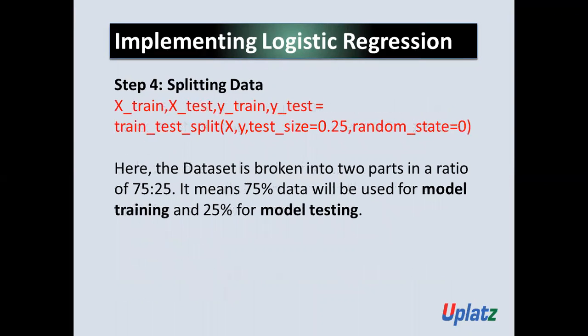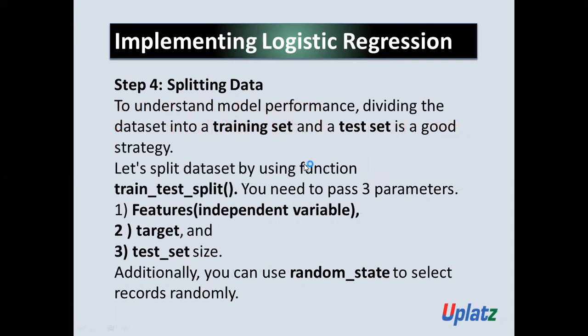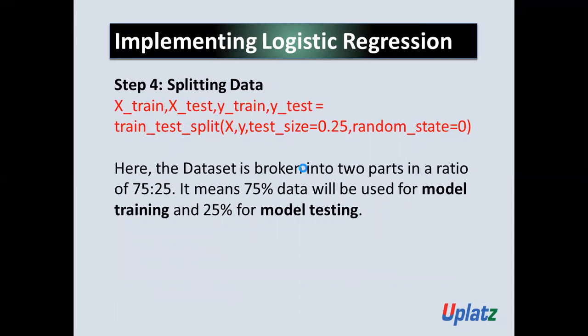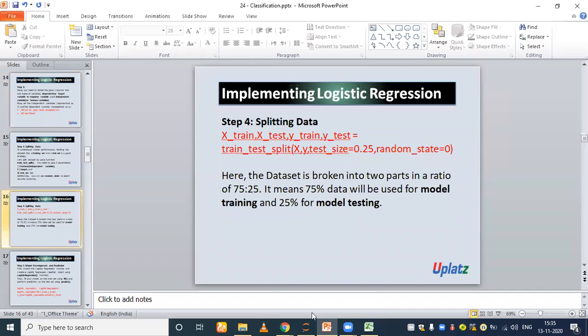So see here, how can you write it? This function is going to return four values: x_train, the training set for x, x_test, the testing set of x, y_train, the training set for y, comma y_test, the testing set of y, is equal to train_test_split. First you need to pass the independent variable, second the dependent variable, and then test_size is equal to 0.25, comma random_state is equal to 0.